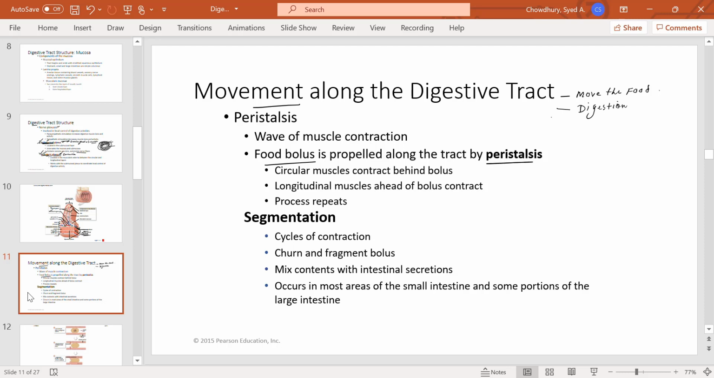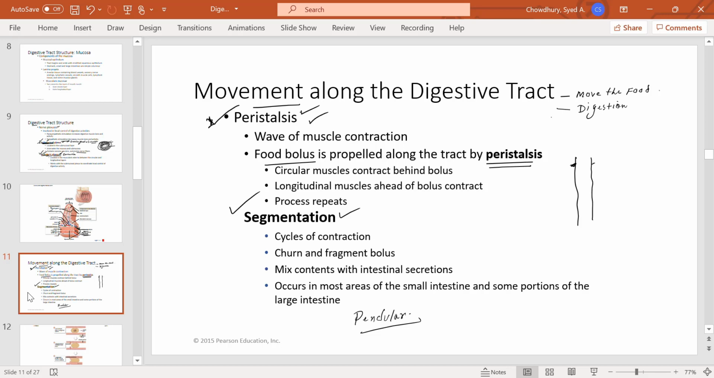Now the types of movement that occur in the GI tract include peristalsis, segmentation, and there is another movement that in some textbooks you'll find called the pendular movement. So these are three types of movements, but these two are more important. Peristalsis is wave like movements. That means the waves are produced one after another. If you see the waves in a river or in water ponds, you will see the waves move one after another.